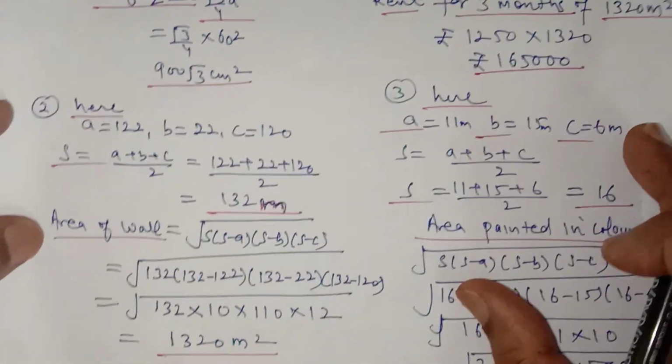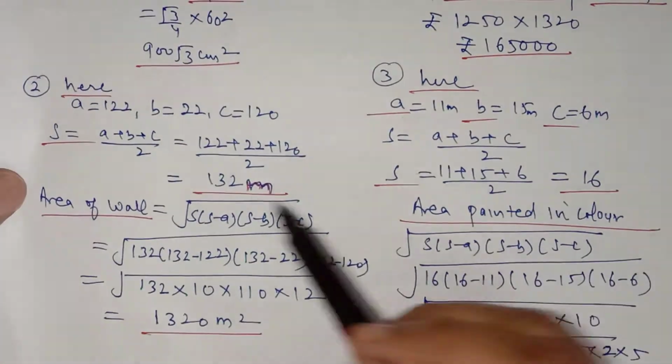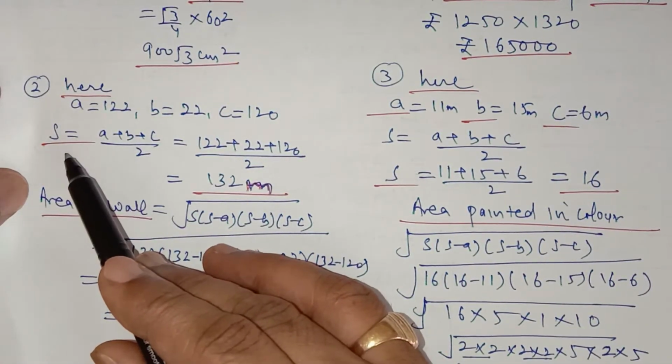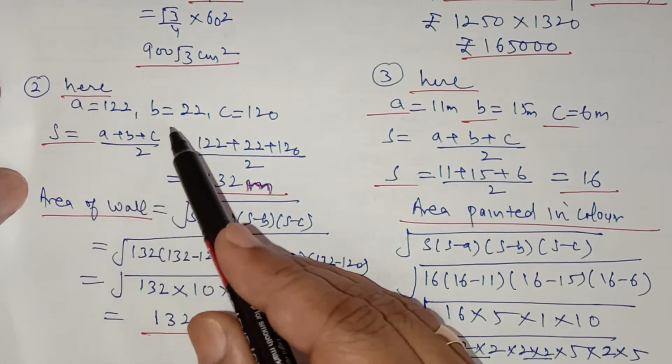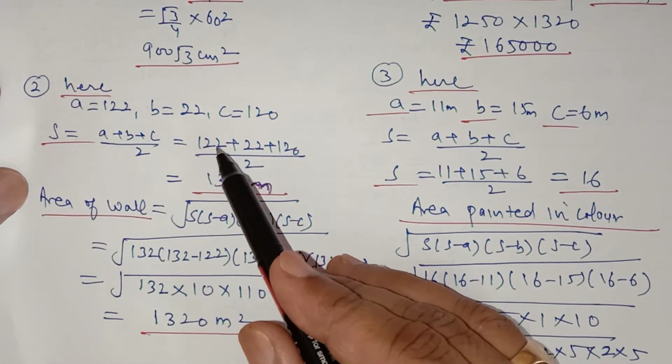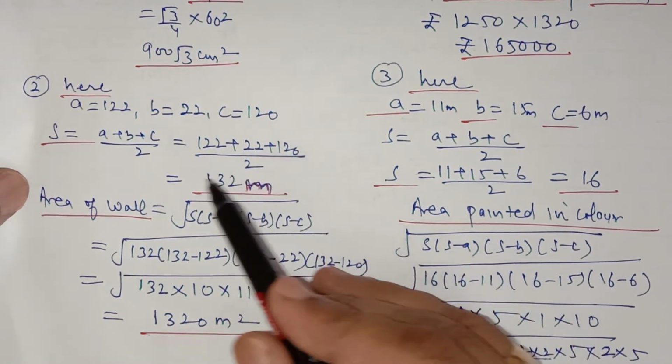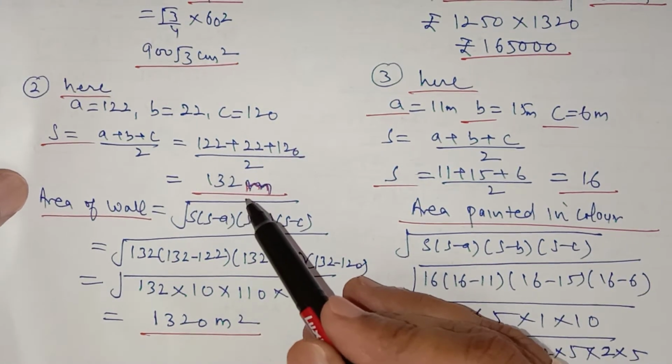So first of all you will find the area of the triangle. Now all the 3 sides are given. First of all find the value of semi perimeter, which is equal to S, that is A plus B plus C upon 2, which is equal to 122 plus 22 plus 120 upon 2. Simplify, you are getting 132 meters.